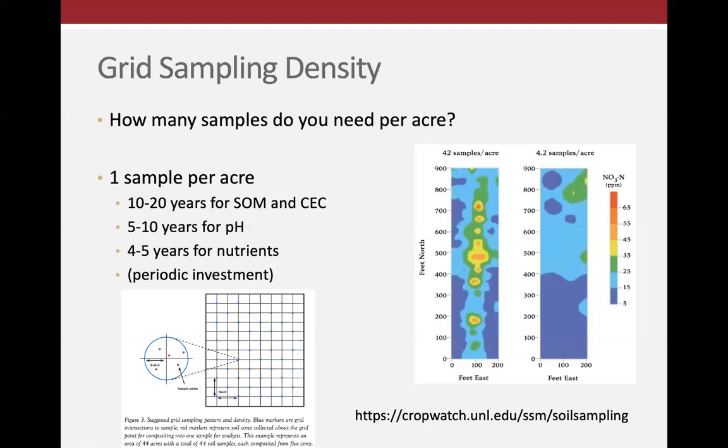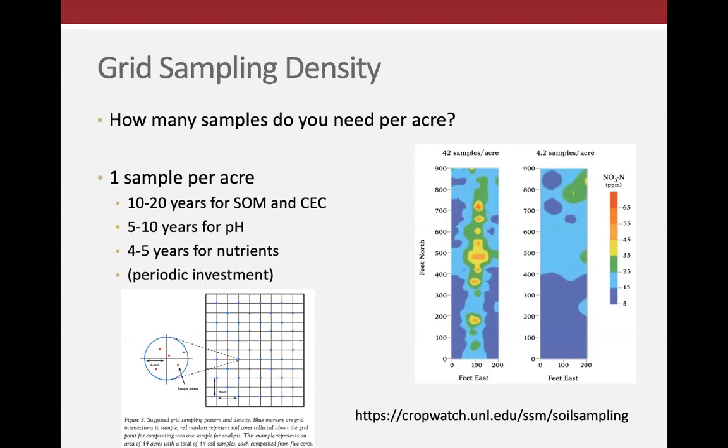Nutrients might be a little bit more variable over the years, and fluctuate quicker in a sense than something like pH, which might take a little bit more time. And then something like soil organic matter and CEC is going to change much slower than something like, say, soil test phosphorus. Okay.